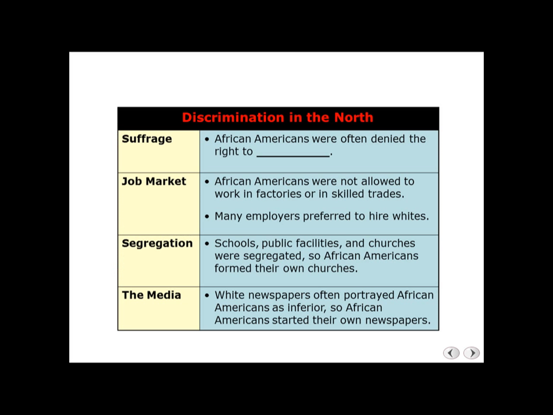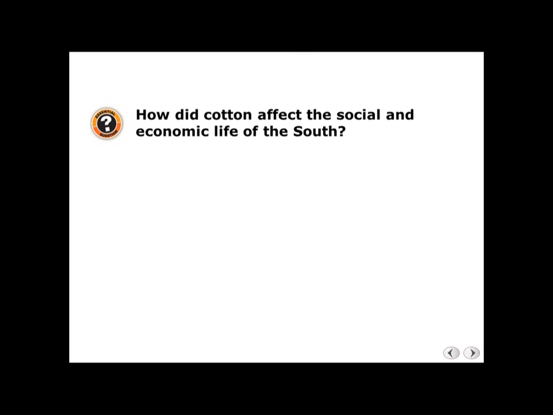Discrimination in the North, suffrage, which would be voting. African Americans were often denied the right to vote. African Americans were not allowed to work in factories or skilled trades. Many employers preferred to hire whites. Schools, public facilities, churches were segregated, so African Americans formed their own churches. And the media. White newspapers often portrayed African Americans as inferior, so African Americans started their own newspapers.